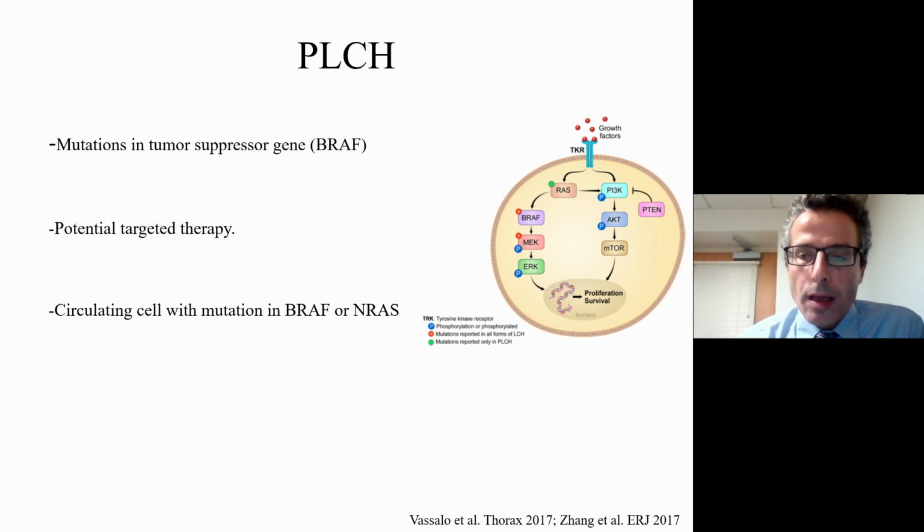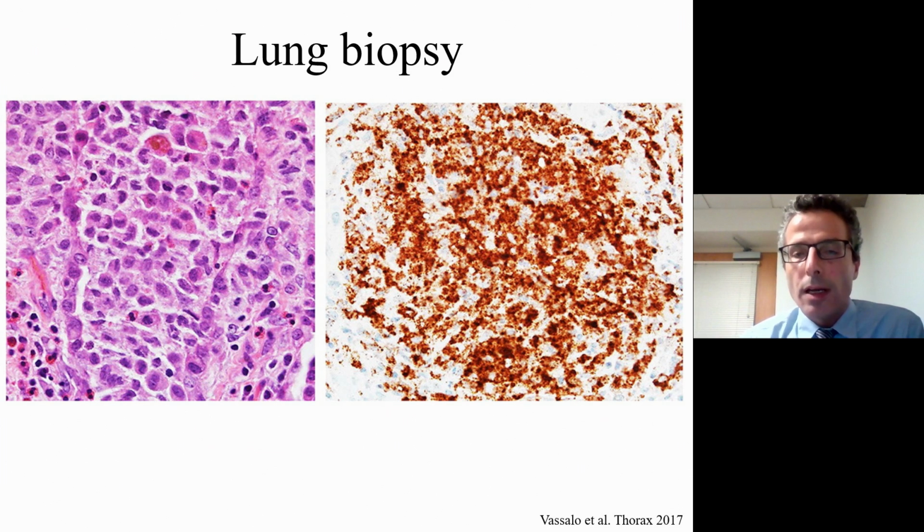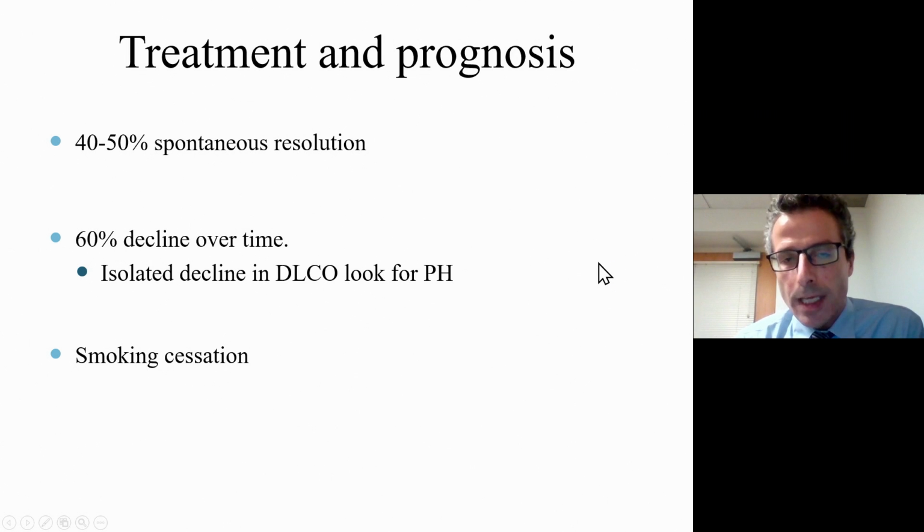Now, there's an enormous amount of work being done in trying to isolate circulating cells that have the mutations in BRAF to be able to diagnose PLCH without requiring a biopsy. In cases where it evolves to requiring a biopsy, what you'll see here, this is a lung nodule that is packed with CD1A positive cells, which again is virtually diagnostic of the disease.